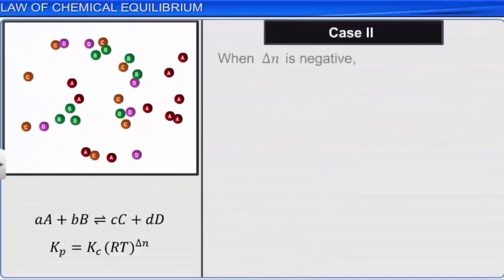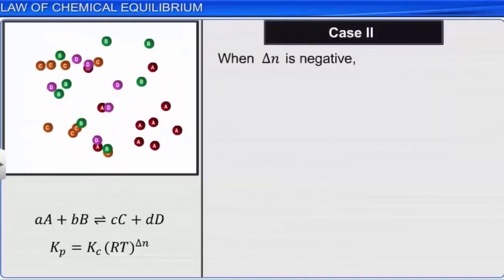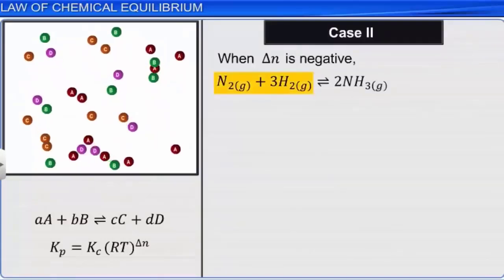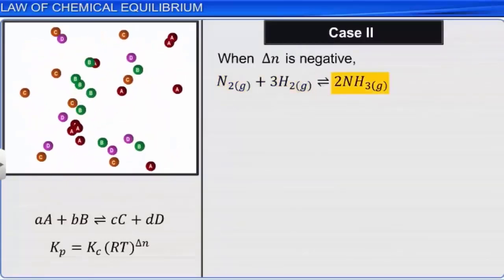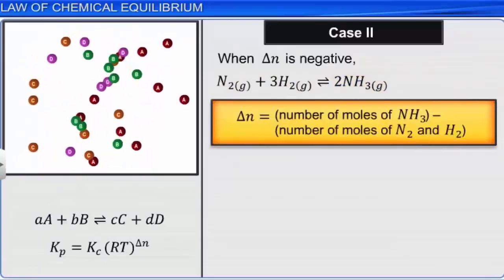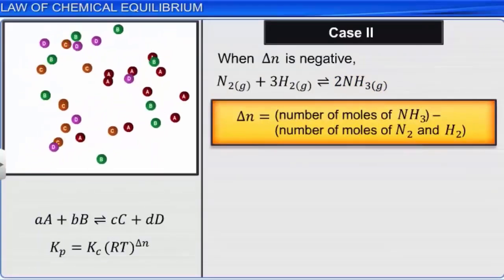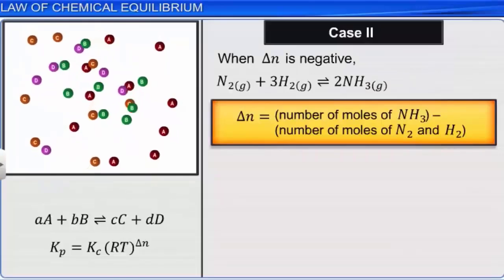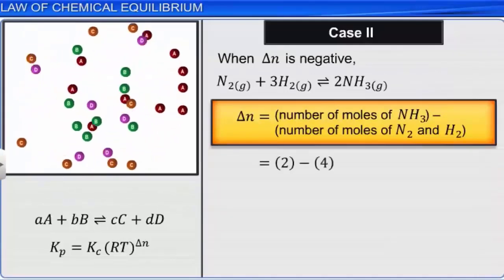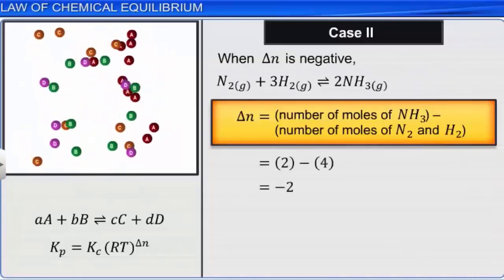Case 2. When delta N is negative. Consider the reversible reaction between nitrogen and hydrogen that gives ammonia. The difference in the number of moles for this reaction, delta N, is equal to the number of moles of ammonia minus the number of moles of nitrogen and hydrogen, which is 2 minus 4, equal to minus 2.